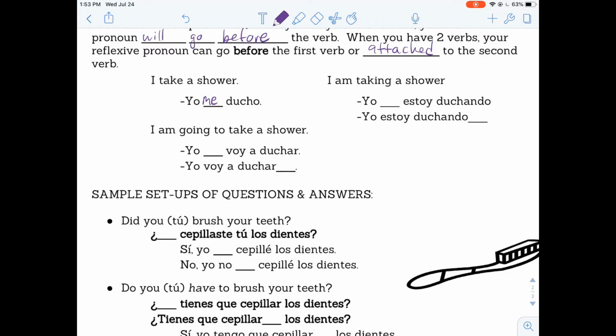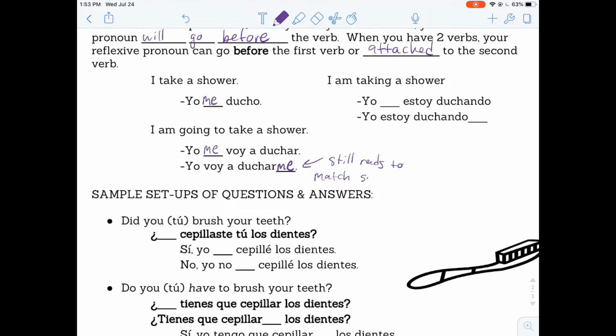And then I have I am going to take a shower. Yo blank voy a duchar. So I'm going to shower myself. Same idea, that's still reflexive because the person doing the action is still I and the person receiving the action is still me. So I can do it the way I did, which is before my conjugated verb, which in this case is ir to voy. So yo me voy a duchar. Or I can attach it to duchar. Yo voy a ducharme. A big mistake here is that that reflexive pronoun still needs to match the subject.